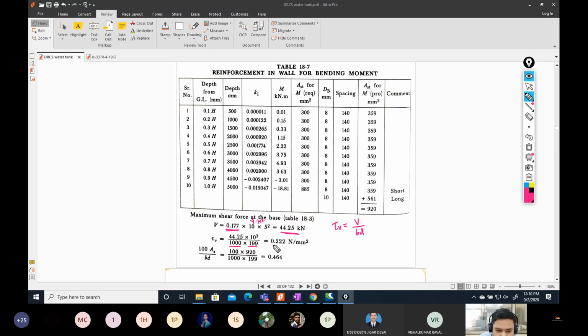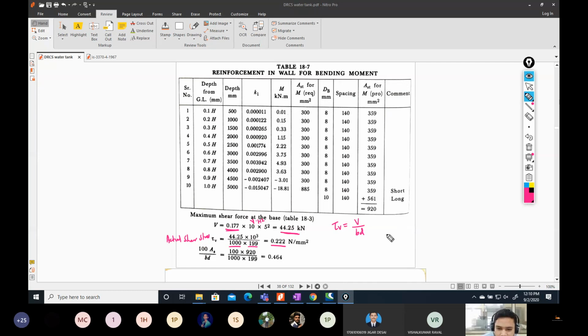So this comes out to be 0.222 Newton per mm square. Okay, so this is the actual shear stress. Now we have to find the permissible shear stress and make sure that the permissible shear stress is more than this actual shear stress. Okay, in case it is not so, then we have to provide the shear reinforcement also.